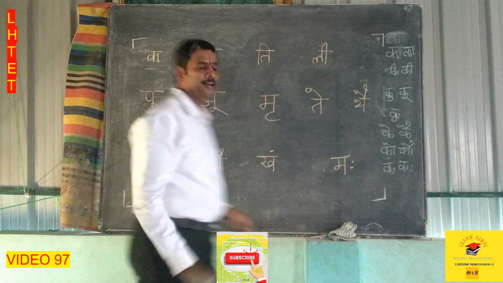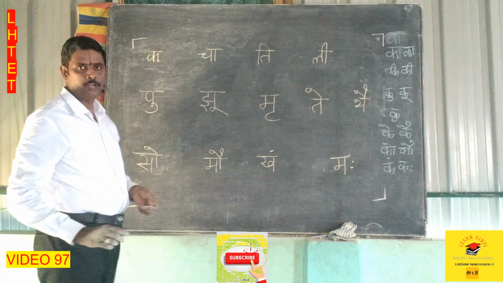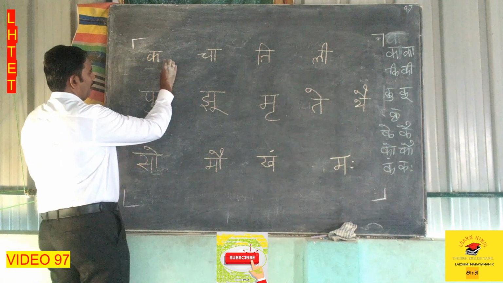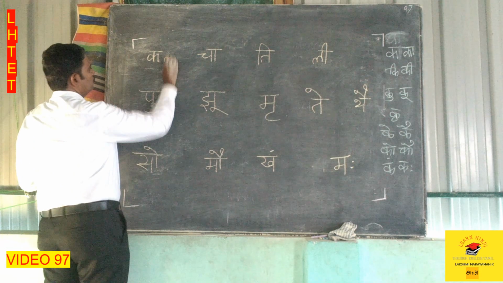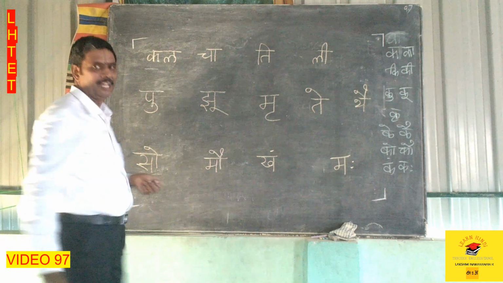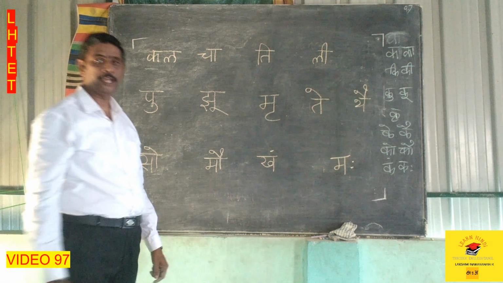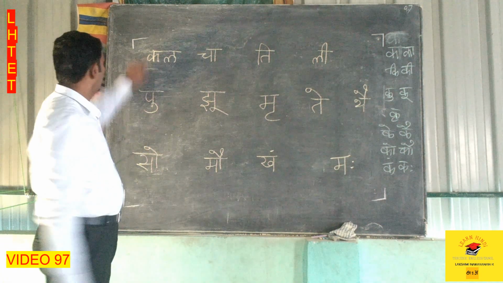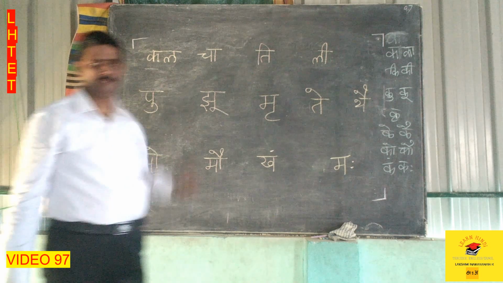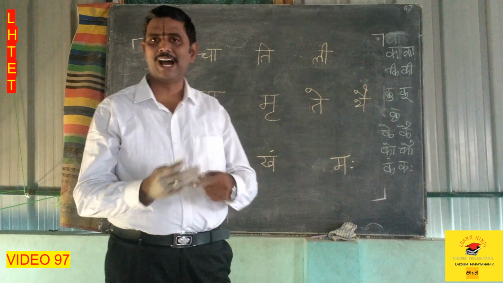First is ka. The ka sound I am going to write as ka. I have added la. Now it has become kal. The same way you can make it ka also. If I make one line, it becomes ka. Ka plus la becomes kal.